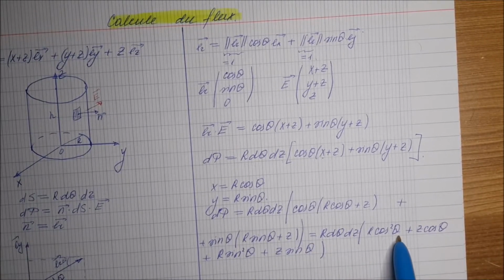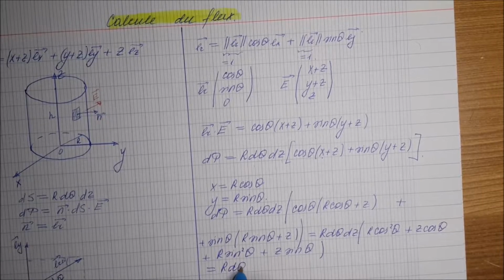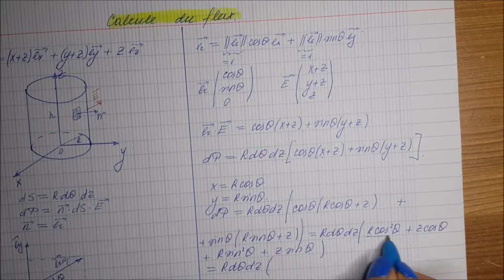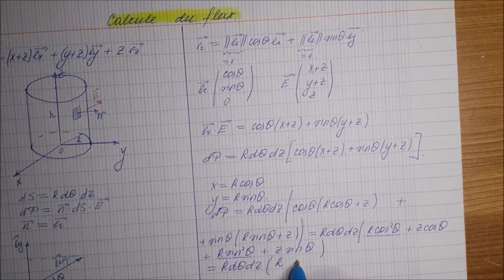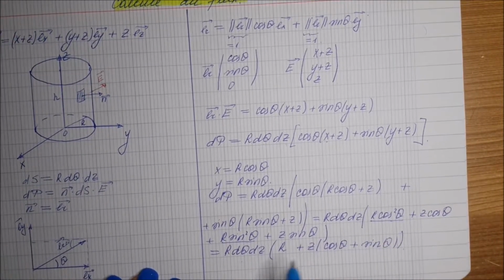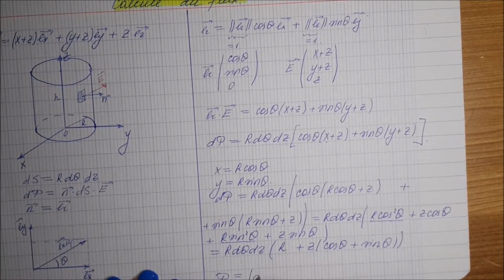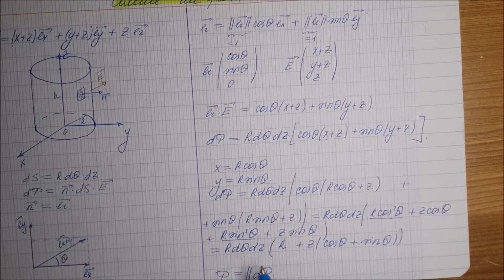Well, here I have two terms, r times cosine squared and r times sine squared. Cosine squared plus sine squared is equal to 1, so r cosine squared plus r sine squared is equal to r, thus I will obtain r, plus z times (cosine plus sine). So I have two variables, theta and z, and now I need to calculate the total flux.